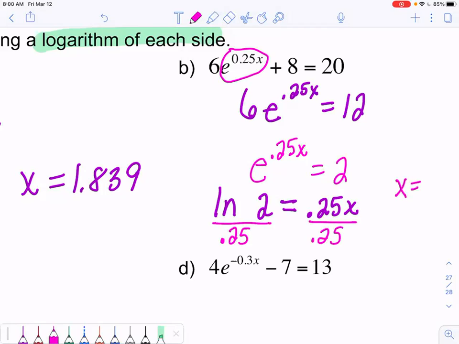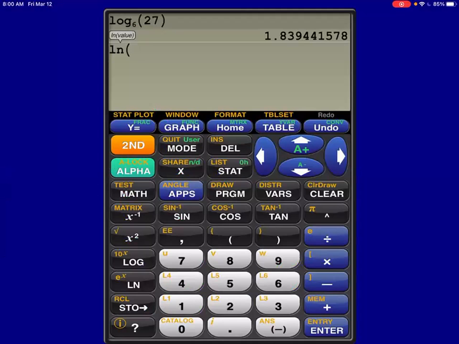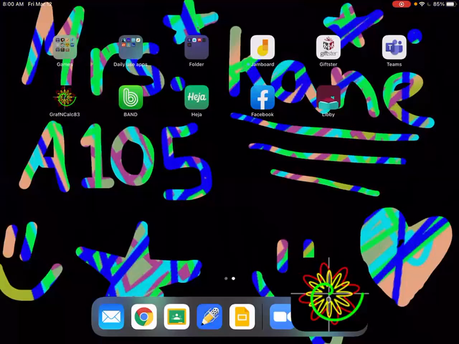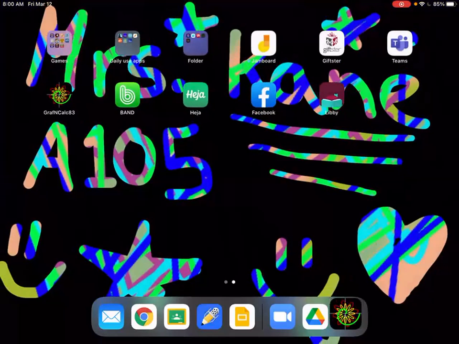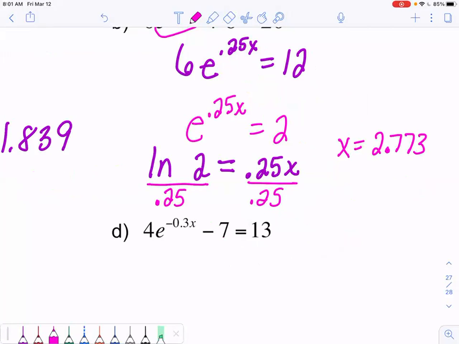In your calculator, you're going to type in the natural log of 2 divided by 0.25, all in one step. So natural log is on the left next to 4, and then divided by 0.25. Make sure that parenthesis closes after the 2. And I have 2.773 if I'm rounding up. Questions with solving that?